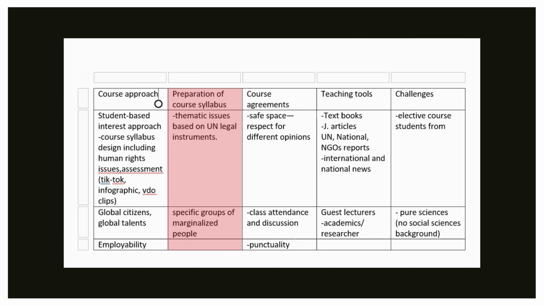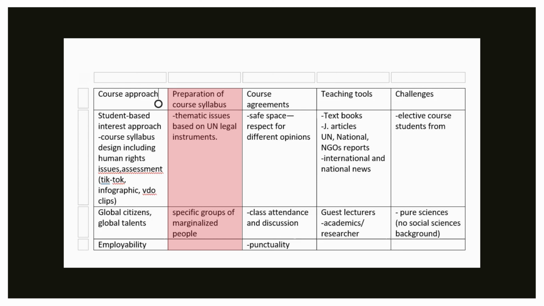And then the preparation of the course syllabus. I graduated from law school, so the basic thing I can do is put thematic issues based on UN legal instruments, which, I would say, at the beginning I struggled a lot with. So I started with something that I learned first, and later on I asked students and other lecturers to help guide me as well. So it's kind of learning by doing, as I revise the course syllabus every year.